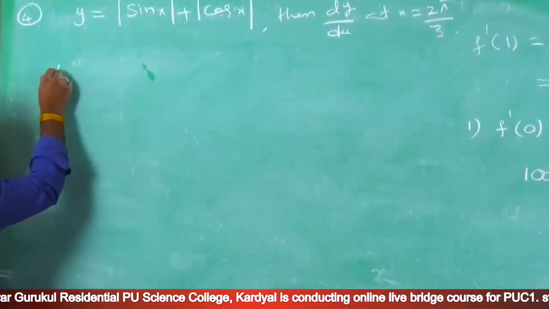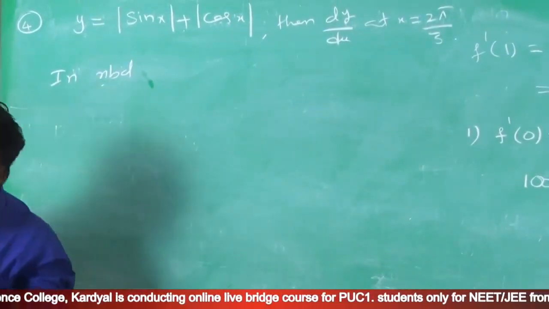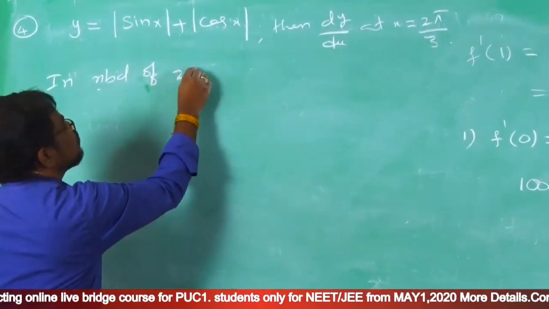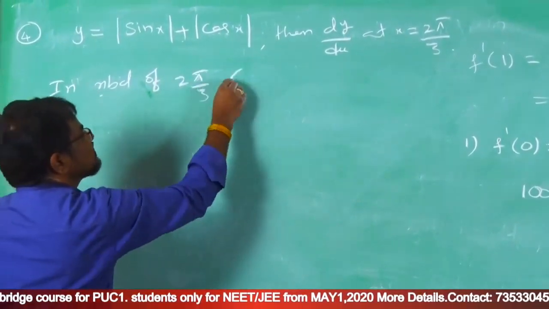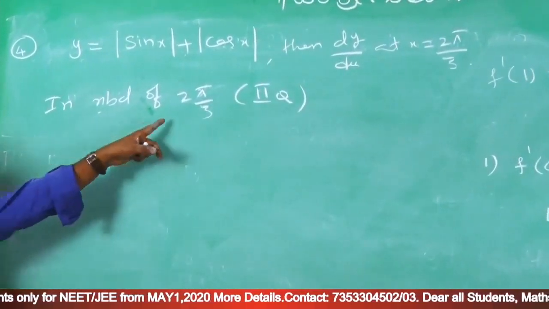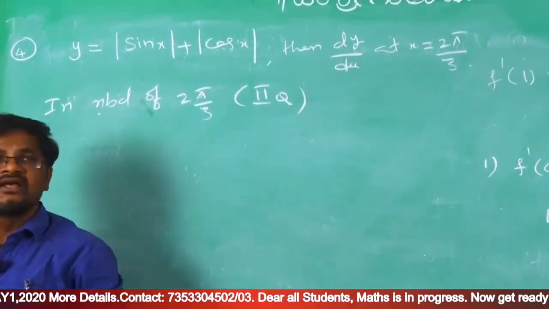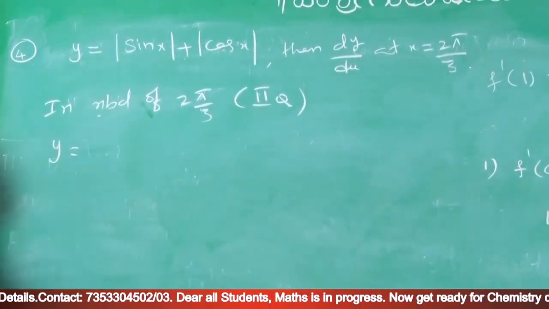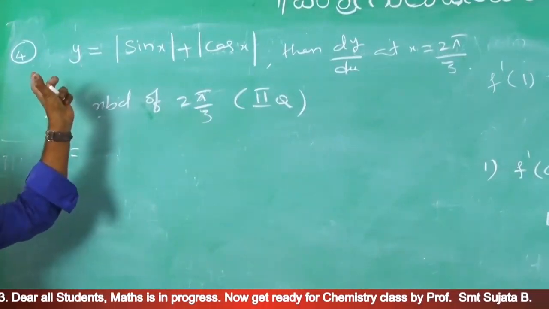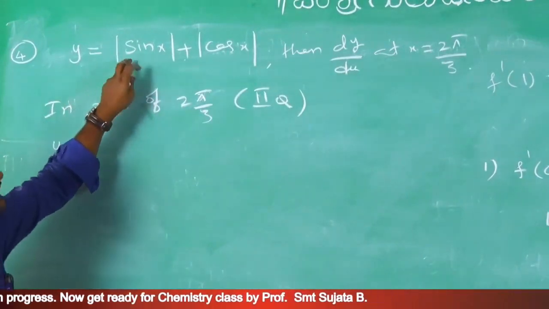Once you observe in the neighborhood, NBD means neighborhood, either left neighborhood or right neighborhood. In the neighborhood of 2 pi by 3, 2 pi by 3 is in which quadrant? It is in the second quadrant. So for y equal to sin x plus cos x in the second quadrant, we have to eliminate this modulus, taking either plus or minus. To do that, first you have to observe which quadrant it is in.